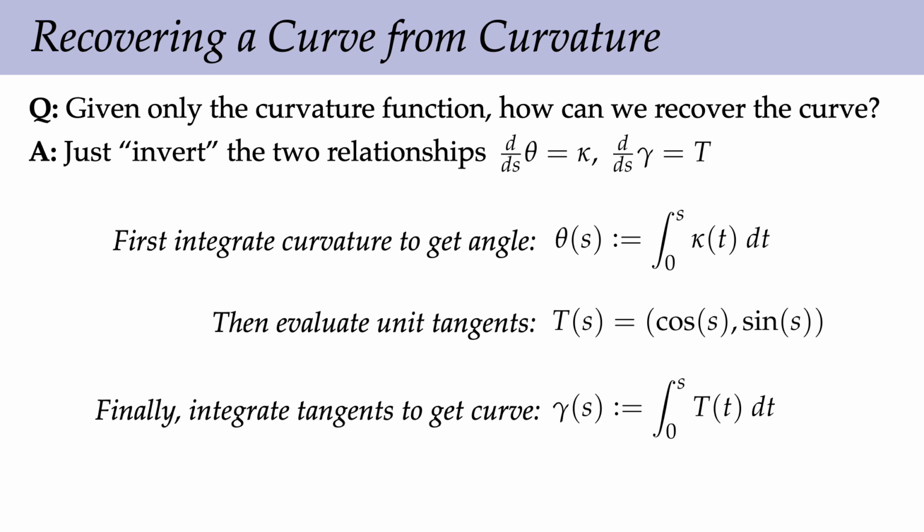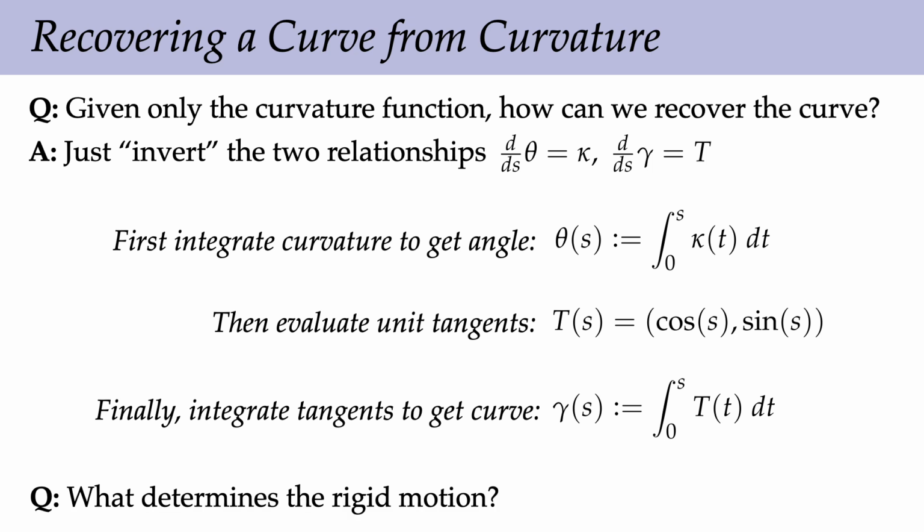Okay, so interestingly enough, it seems we have a procedure that recovers a curve with a given curvature, but it gave us one particular unique curve, right? What happened to that rigid motion? What determined the translation and the rotation of this curve?